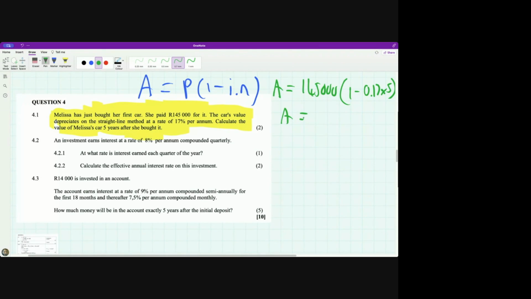So let's see. 145,000 times 1 minus 0.17 times 5. And I get 21,750. Really? Wow. So that's hardly worth anything. Pop-up question. How much depreciation has there been on this car? You've worked out how much it's worth now, but how much depreciation has there been? So how much loss of value has there been?